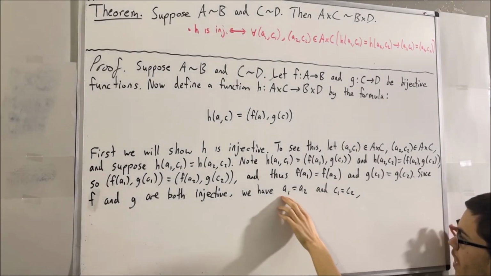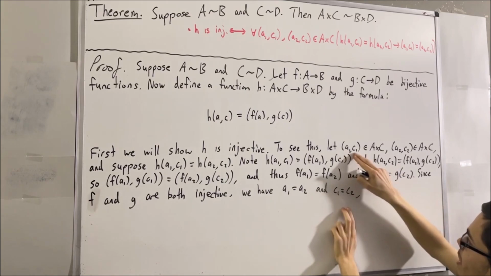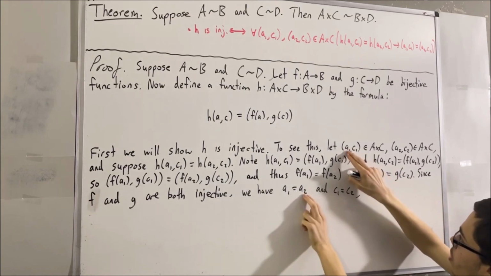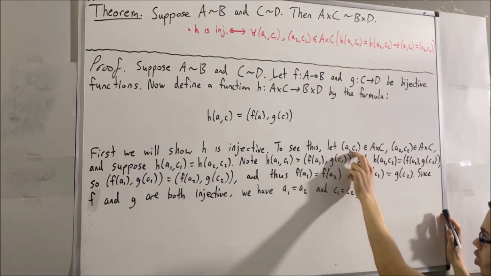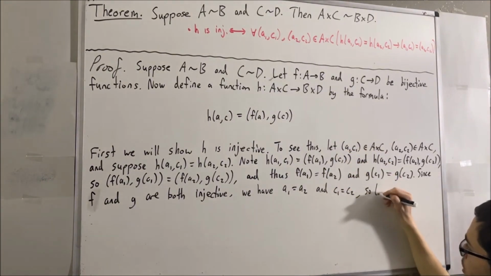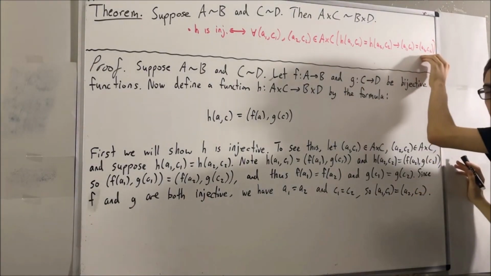And really, since a1 is equal to a2 and c1 is equal to c2, we can take (a1, c1), replace a1 with a2 and c1 with c2. So really we have that (a1, c1) is equal to (a2, c2). And that is exactly what we wanted to show.